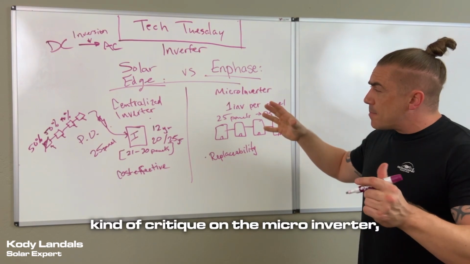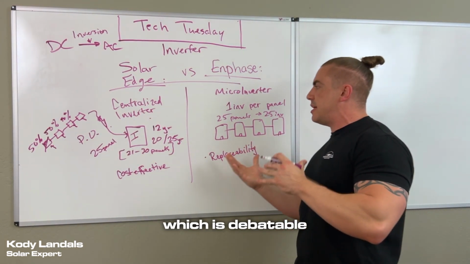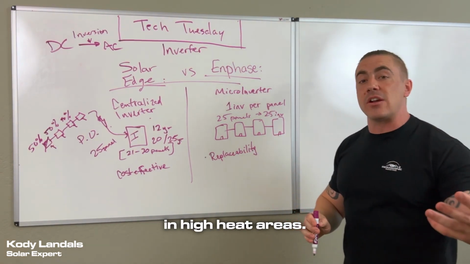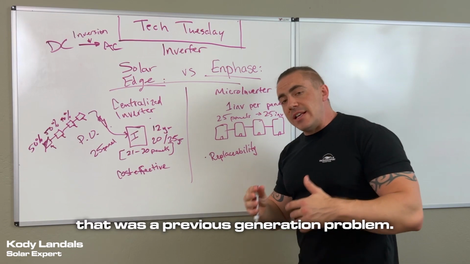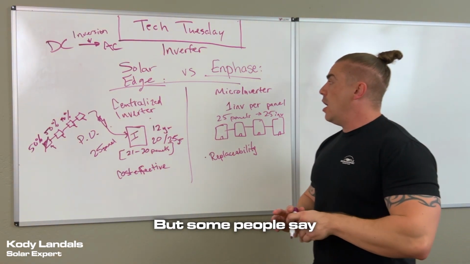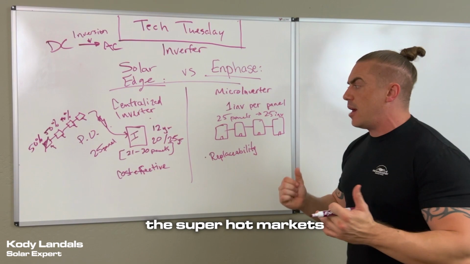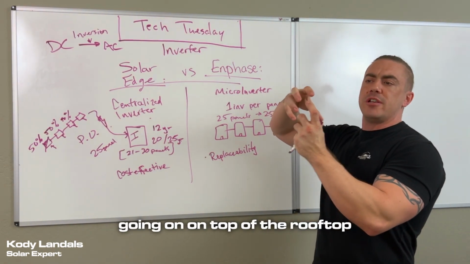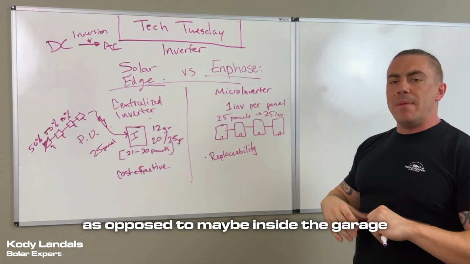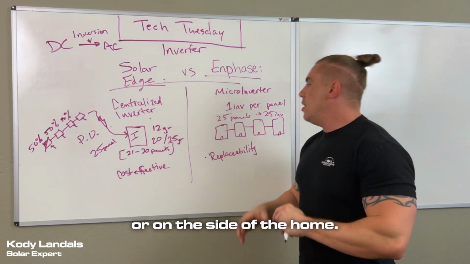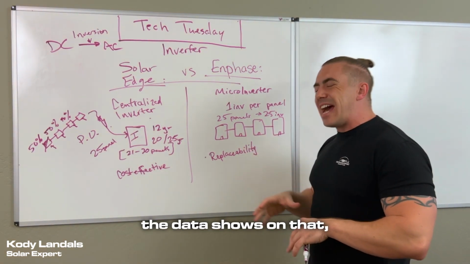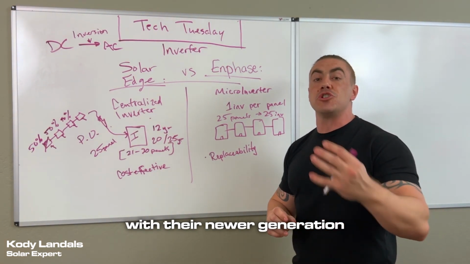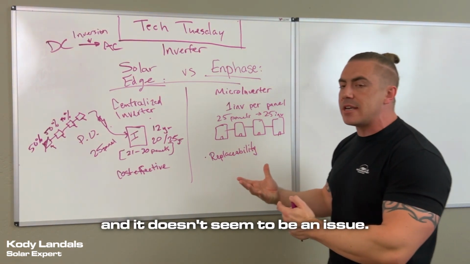The other kind of critique on the microinverter, which is debatable depending on who you talk to, is that they don't perform as well in high heat areas. According to Enphase, that was a previous generation problem, but some people say that in the super hot markets like Phoenix and Las Vegas, they prefer centralized inverters because they don't want inversion going on top of the rooftop as opposed to maybe inside the garage or on the side of the home. But as far as what the data shows on that, it does appear that Enphase has largely solved that issue with their newer generation IQ7 and IQ8s, and it doesn't seem to be an issue.